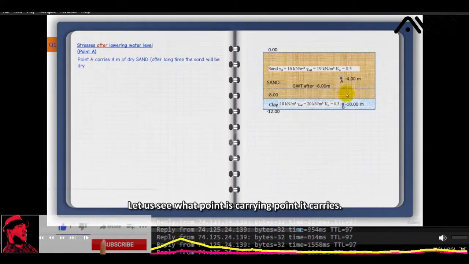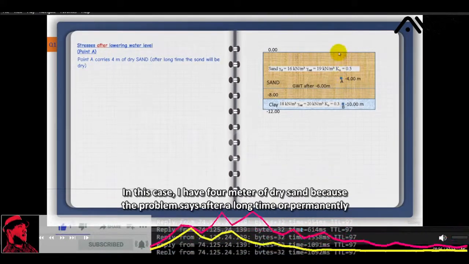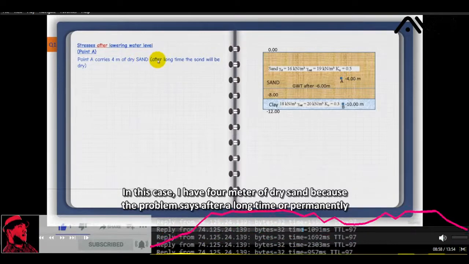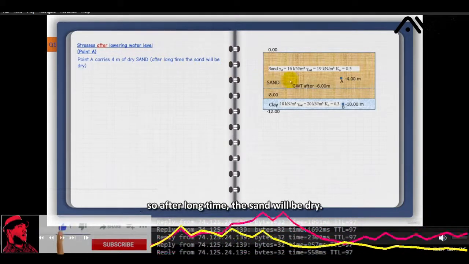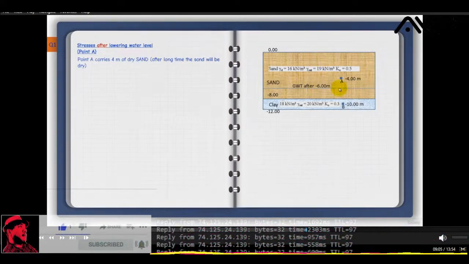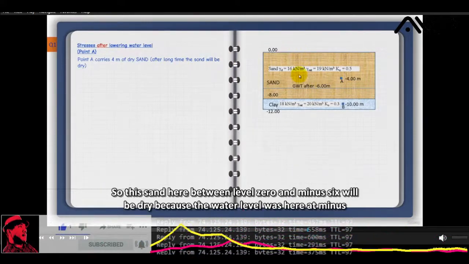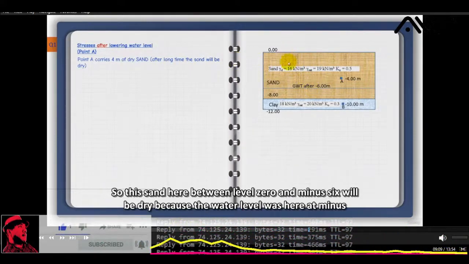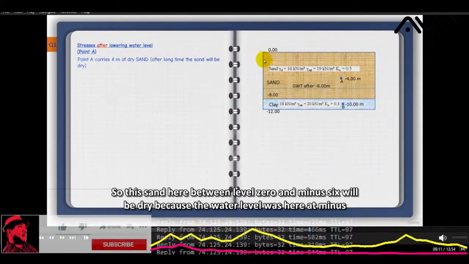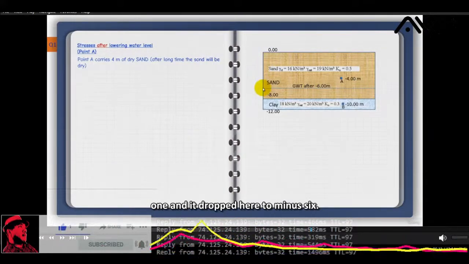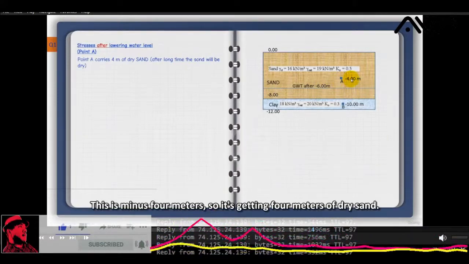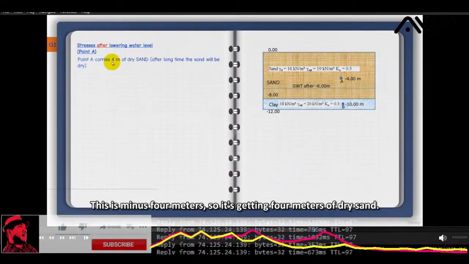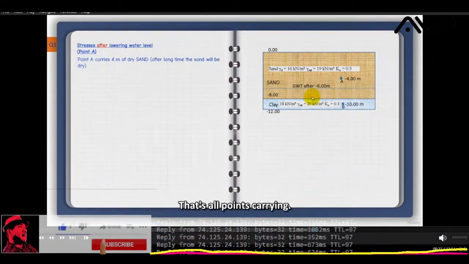Point A carries, in this case, 4 meters of dry sand because the problem says after a long time or permanently. So after a long time, the sand will be dry. So this sand here between level 0 and -6 will be dry because the water level was here at -1 and it dropped here to -6. This is -4 meters, so it's carrying 4 meters of dry sand. That's all point A is carrying.